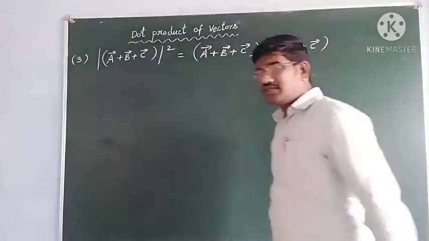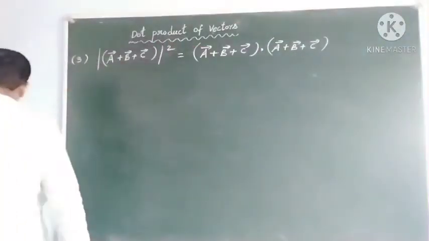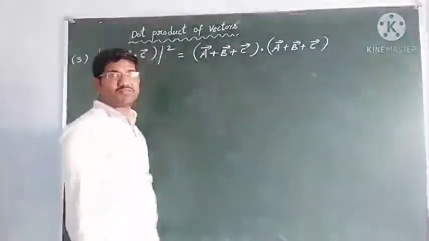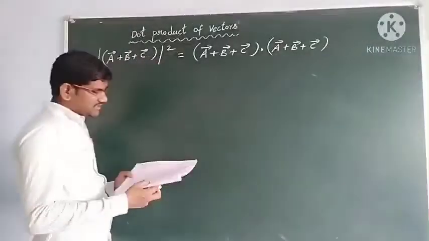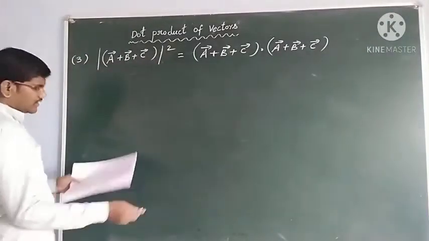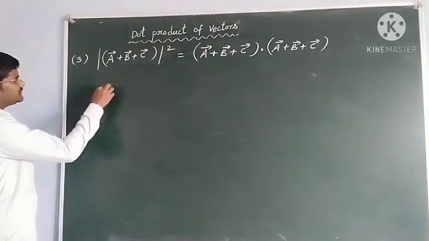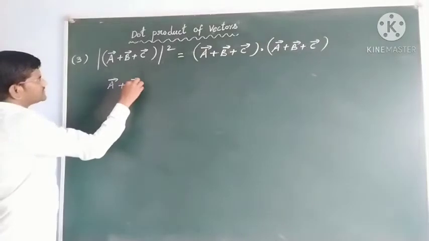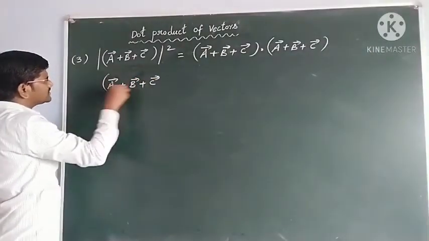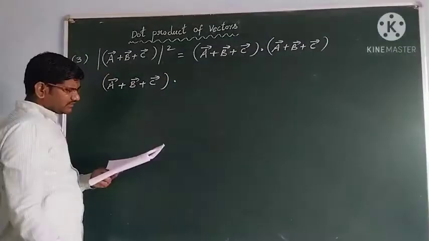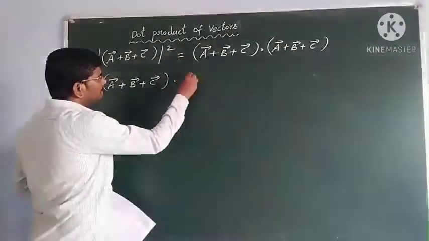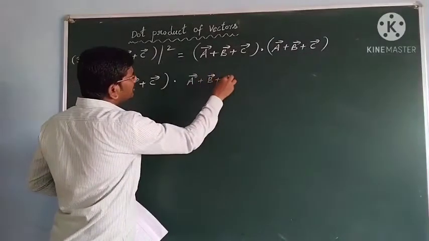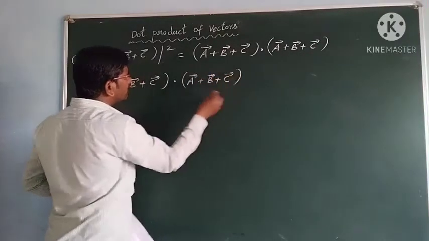Okay, see students, modulus of a bar plus b bar plus c bar whole square equals a bar plus b bar plus c bar dot a bar plus b bar plus c bar. This value we are going to check; they will be numerically equal. Okay students, I am going to check that a bar plus b bar plus c bar dot product with that is again a bar plus b bar plus c bar.